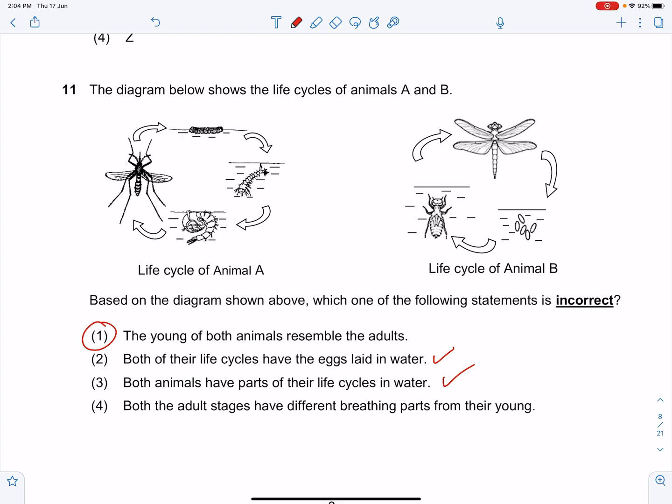Both adult stages have different breathing parts from their young. Yeah, that's true. So therefore, based on this, the answer would be 1.